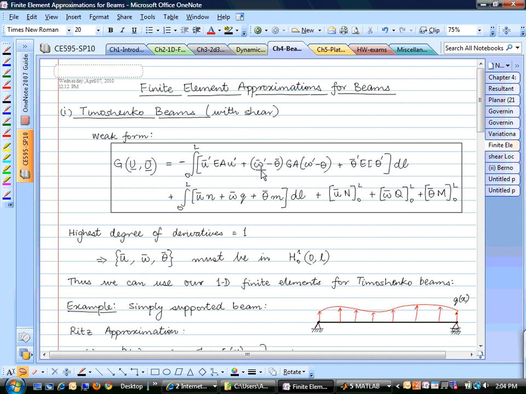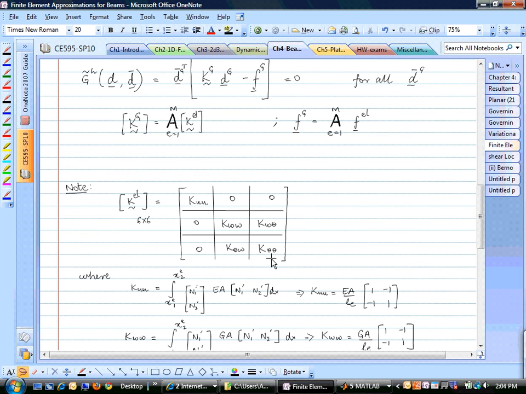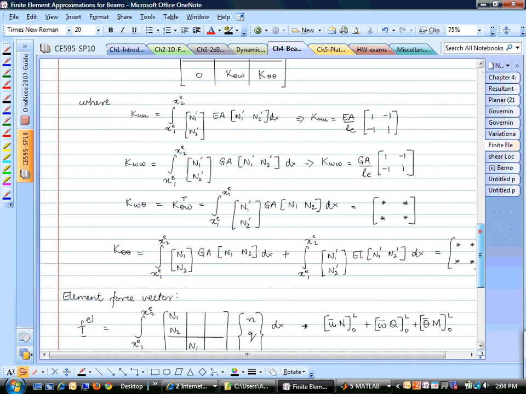Similarly, for KWW, where do we get this from? The KWW term comes from this W bar prime times GA times W prime. So this W bar prime times GA times W prime is what leads to that KWW term. Similarly, we will have KW theta, from W prime times GA times theta. That's the KW theta term. And similarly, we'll have the K theta theta term, one from here and one from here. So this is what the element stiffness matrix looks like for a Timoshenko beam.